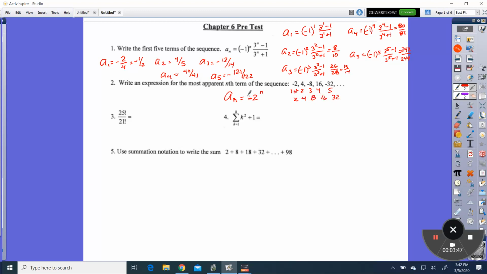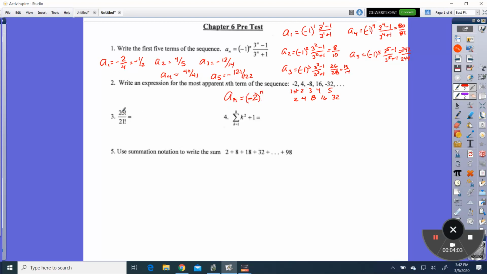But now if I put a negative in here, negative 2 to the n power, so when it's 1, that's negative 2. When it's squared, that's positive 4. Cubed makes it negative again, so there it is. That generates my sequence, and we're done.